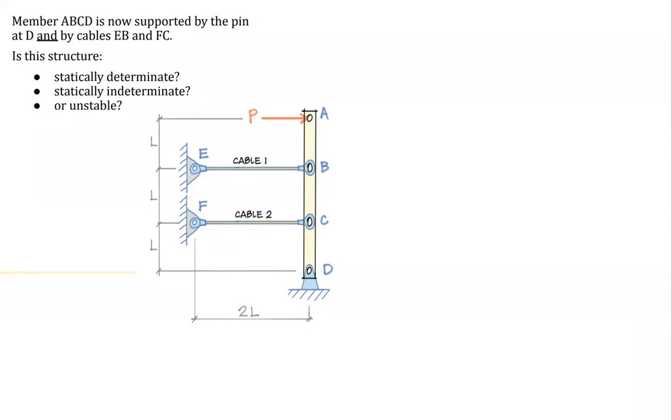Now we have member ABCD supported by the pin at D and by two cables. We'll sketch that deformed shape. I'll do that, just directly drawing on top because it's an easy thing to do. A moves to A prime, B moves to B prime, C moves to C prime. We will use small angle theory.